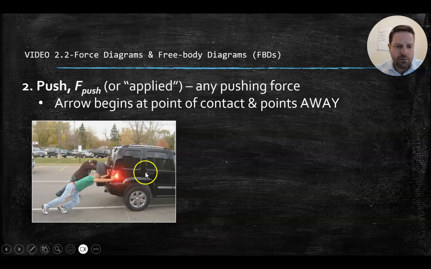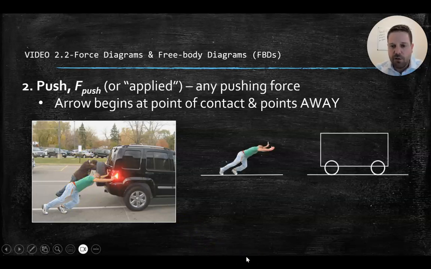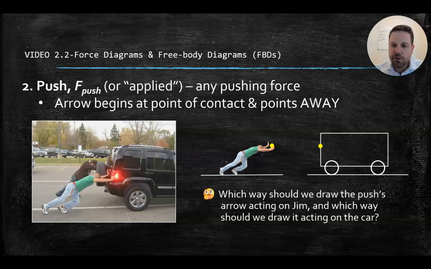So we have two objects involved, this black car and Jim in the green shirt. We'll just disregard Scott here for a moment. Now if I draw those, I have to draw them separately. Am I looking at the forces acting on Jim, or am I looking at the forces acting on the car? They have to be drawn separately in this case. The point of contact between those two would be where the yellow dot is. The question I want you to chew on here for a second is which way would we draw the force push that's acting on Jim, and which way would we draw the arrow for the force push acting on the car? Go ahead and think about it. You can pause.